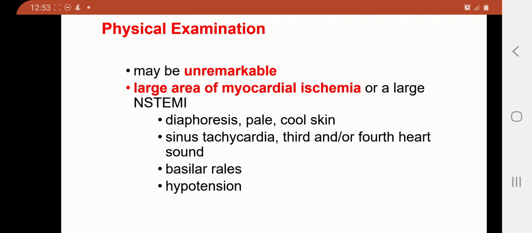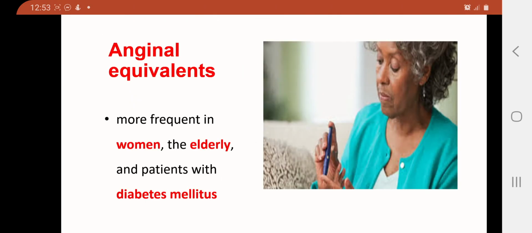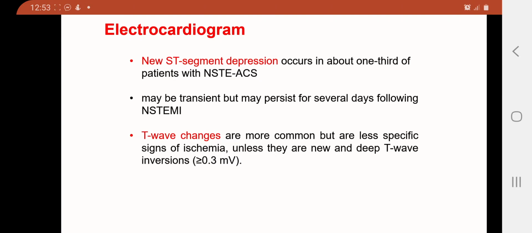For the physical exam, it may be unremarkable. However, if there is a large area of myocardial ischemia or a large portion of myocardial infarction, you can have diaphoresis, pale, cool skin, sinus tachycardia, adventitious sounds, basilar rales, and hypotension. Anginal equivalents more frequently occur in women, the elderly, and patients with diabetes mellitus.